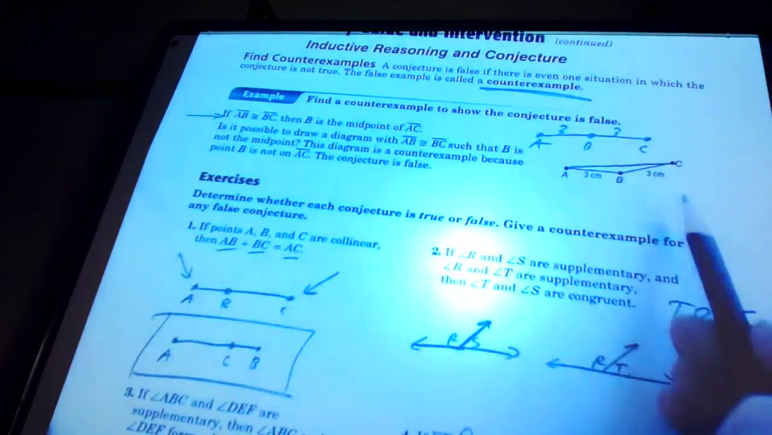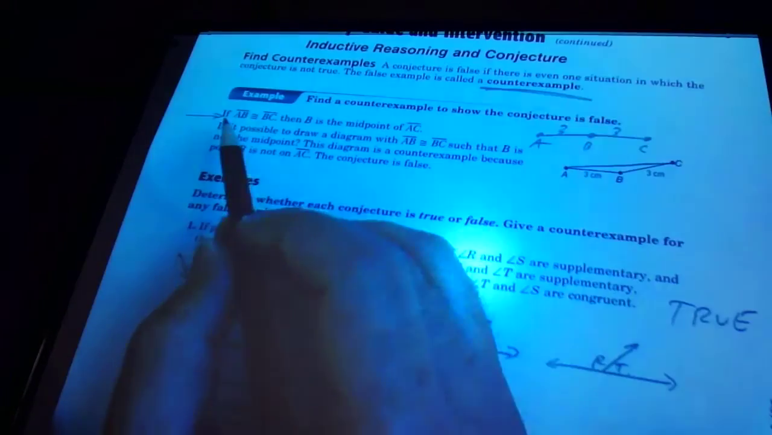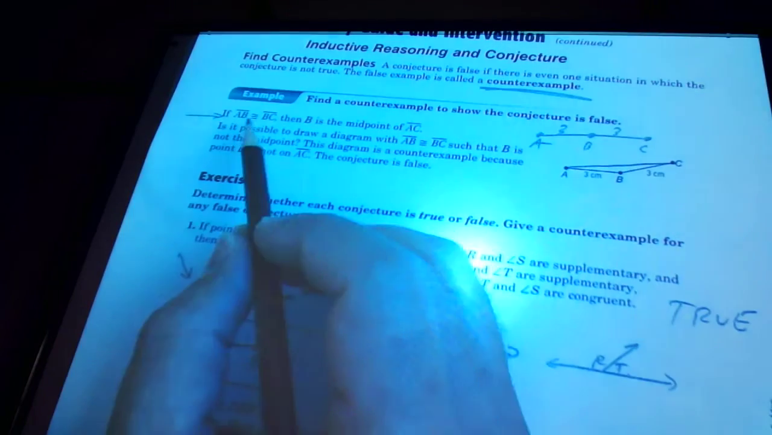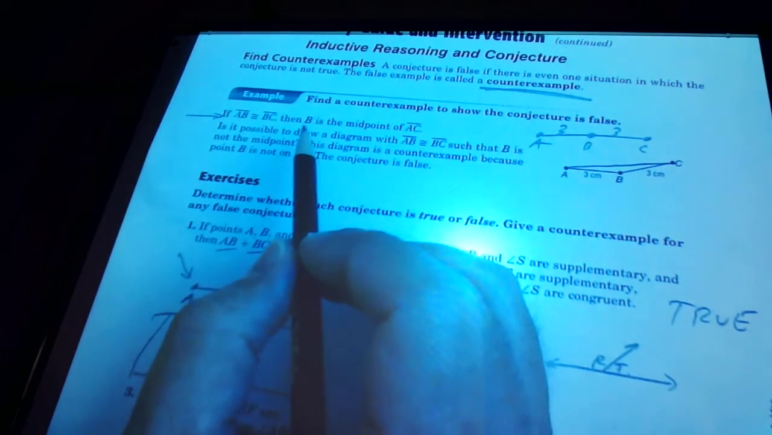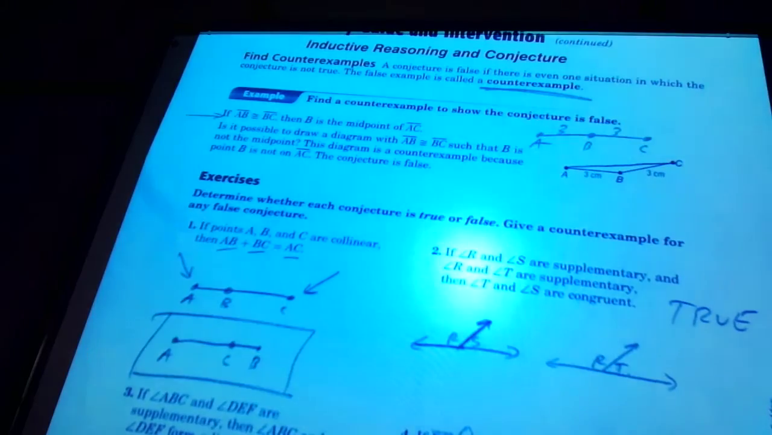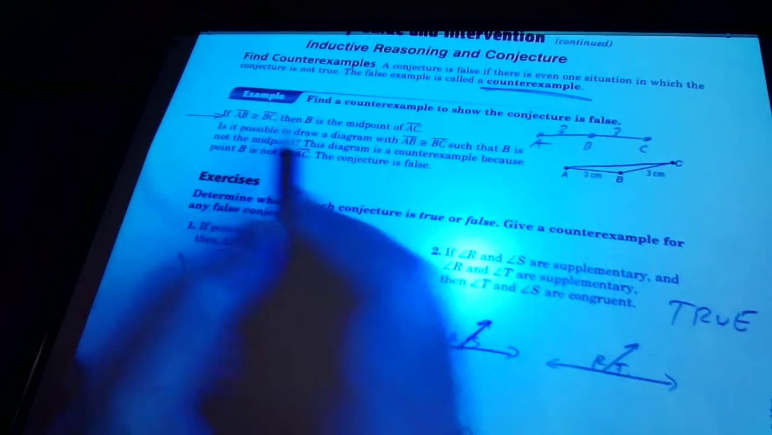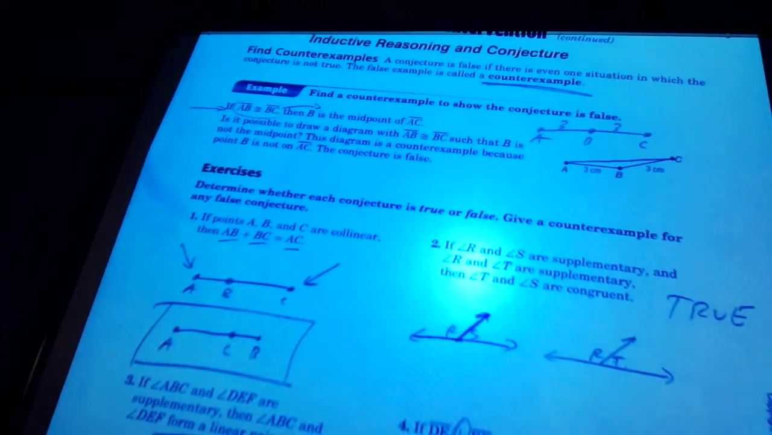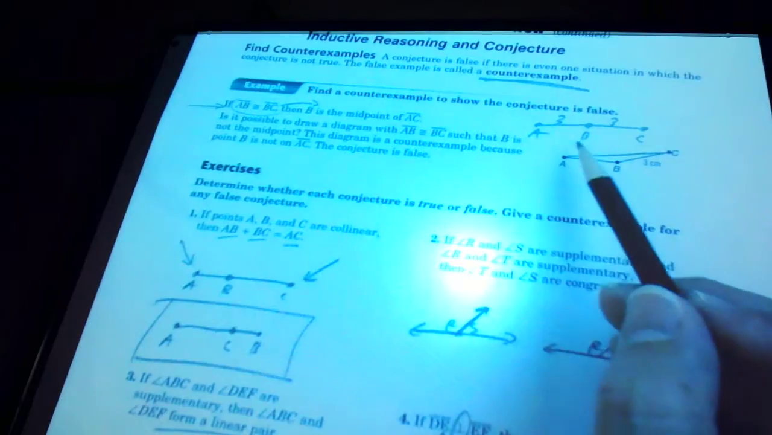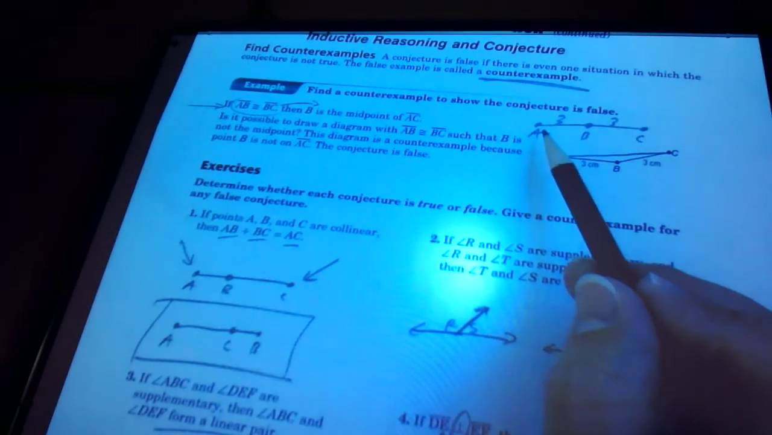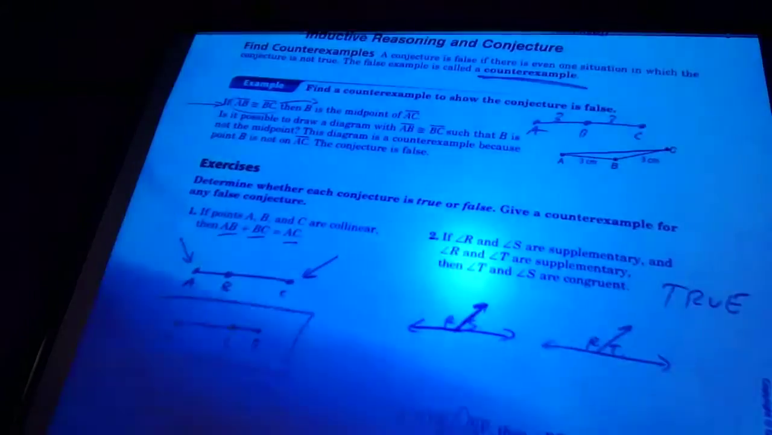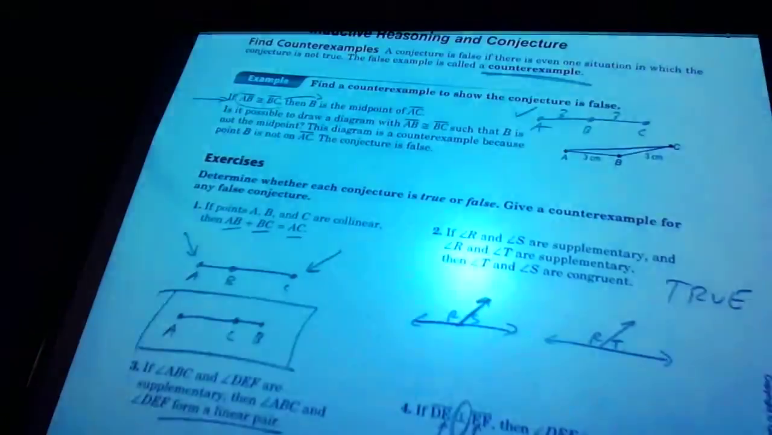So I've got two drawings up here, one the book gave and one I made, and it says this. And by the way, we're trying to find a counterexample here. It says if segment AB is congruent to segment BC, then B is the midpoint of AC. That's saying for this part to be true, then this part has to be true. If it's not, then we come up with a counterexample to show that. So I drew it up as true right here. I said, okay, well, I can draw AB and BC being congruent, and B is the midpoint. That's exactly what happens here, and that's fine.